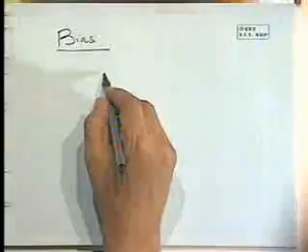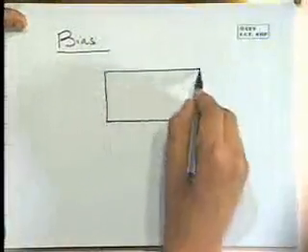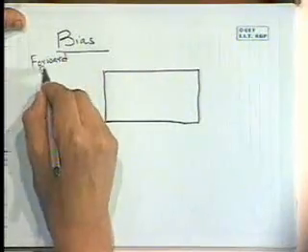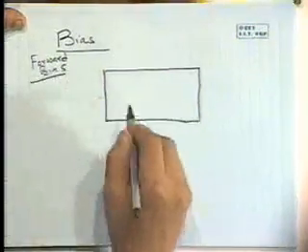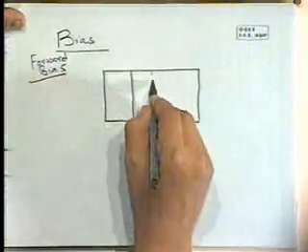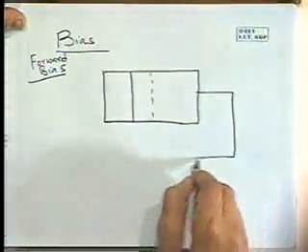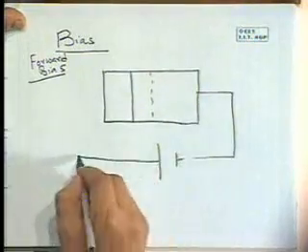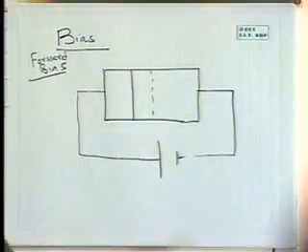Now when we bias it, we can do two things. The first case that we will see is forward bias, where we connect this to the negative terminal and the metal to the positive terminal, right?